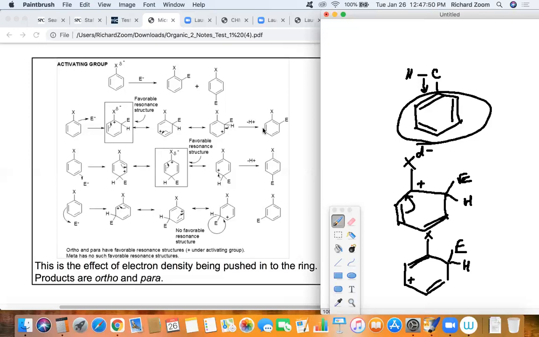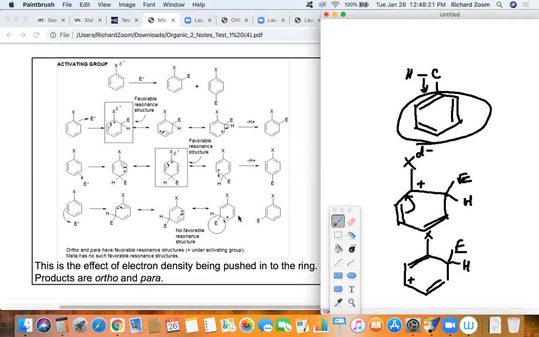In the case of meta, you'll notice that we put the electrophile on and we can draw the positive charge in, but you notice that we can't draw any situations where the positive charge is directly under the X group. That means the X group doesn't really have much of an effect in stabilizing that positive charge. So what I'm saying there for the meta is that there are no favorable resonance structures.